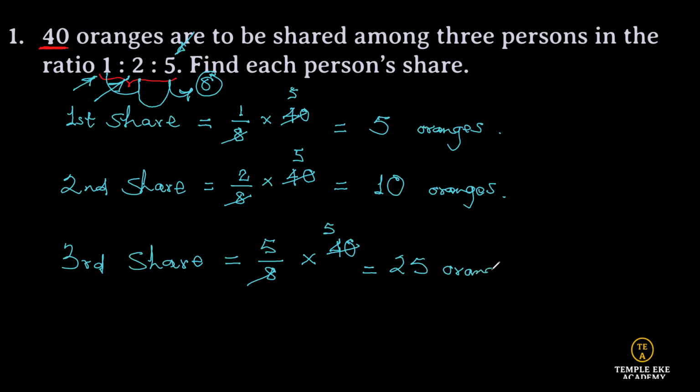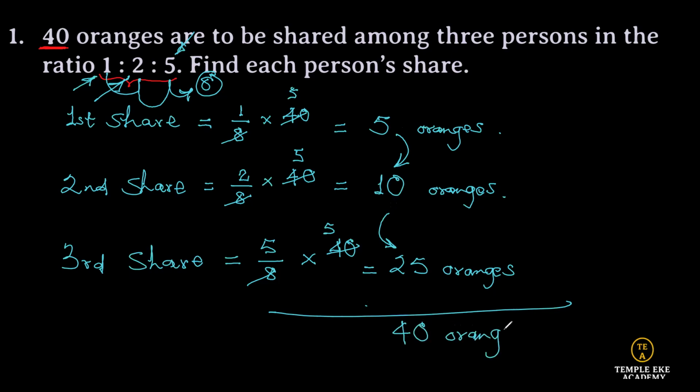Very simple. And now we can test for correctness by adding the total number of oranges. 5 plus 10, that's 15. And 15 plus 25 gives us 40 as expected. A total of 40 oranges was shared out. Very simple. All right, let's take on the second example.